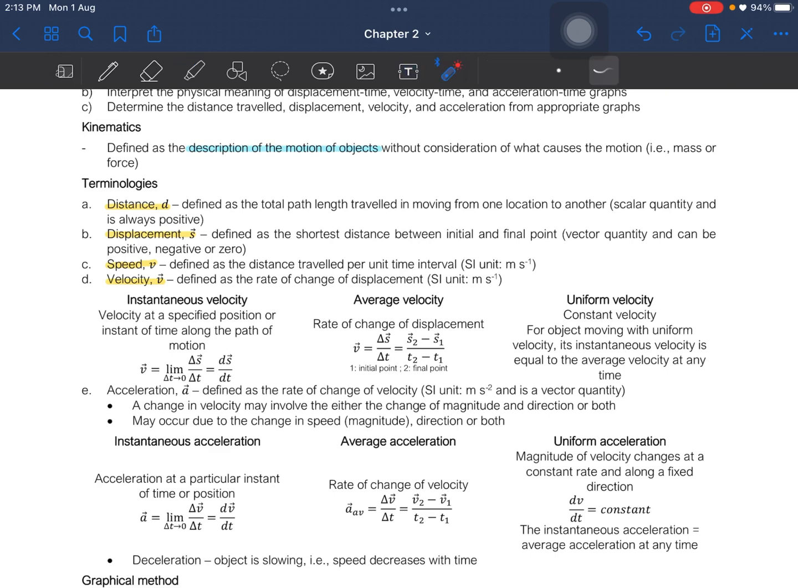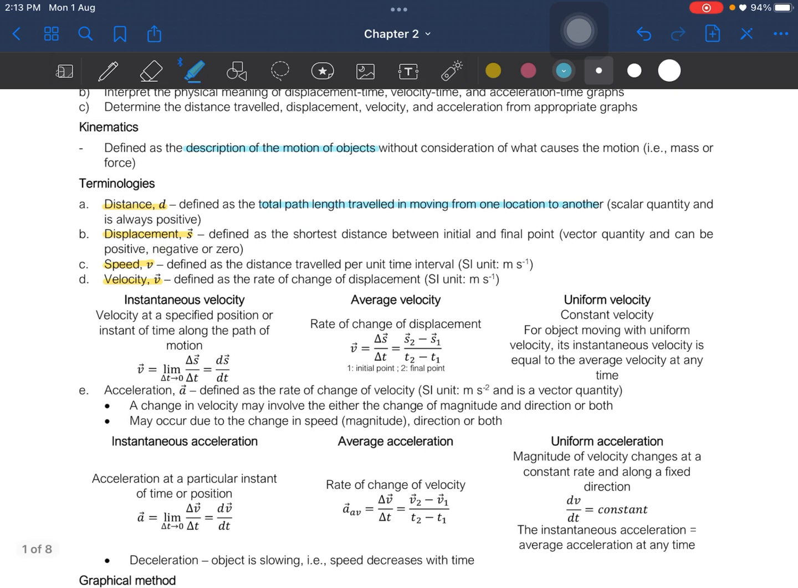Firstly, distance is defined as the total path length traveled in moving from one location to another. This is a scalar quantity, so it is always positive. The second one, displacement, is the shortest distance between initial and final point. This is a vector quantity, and it can either be positive, negative or zero.